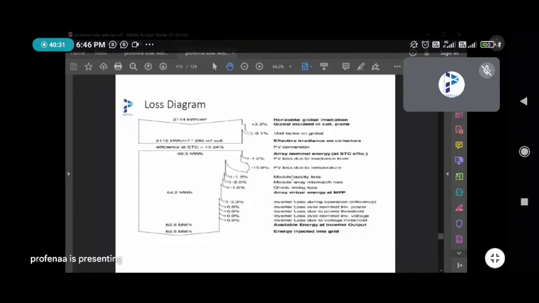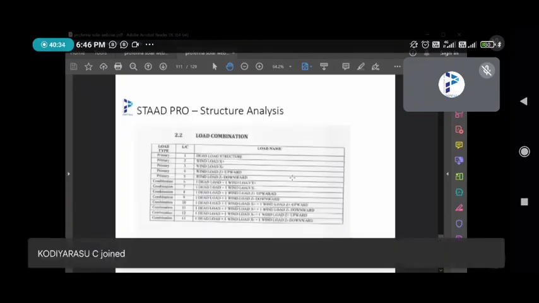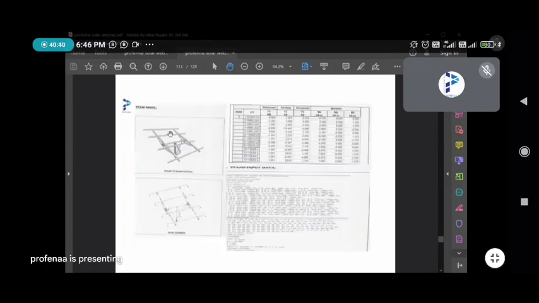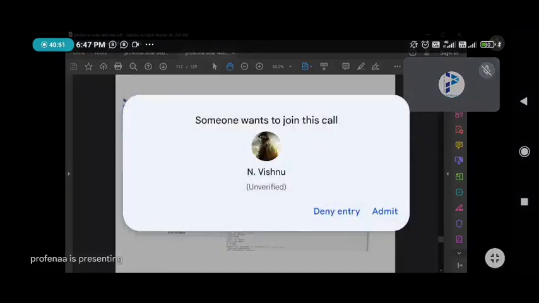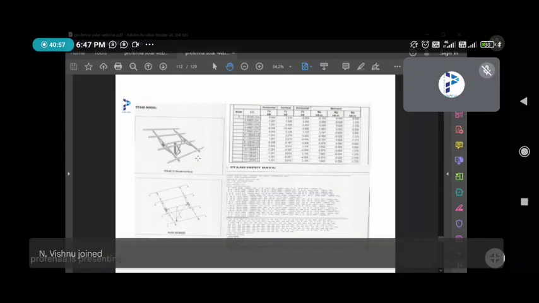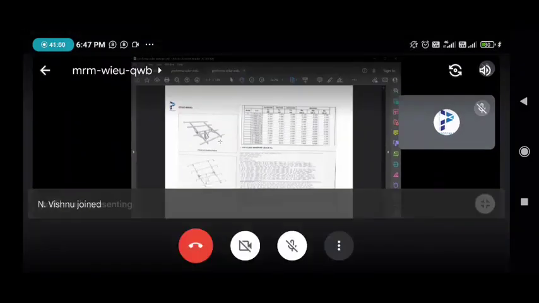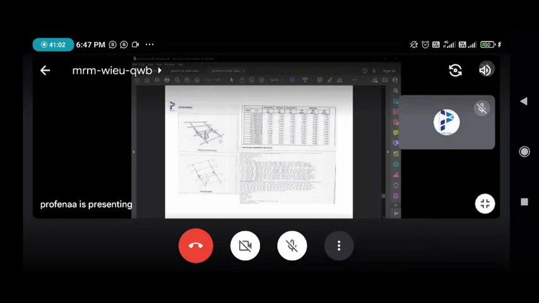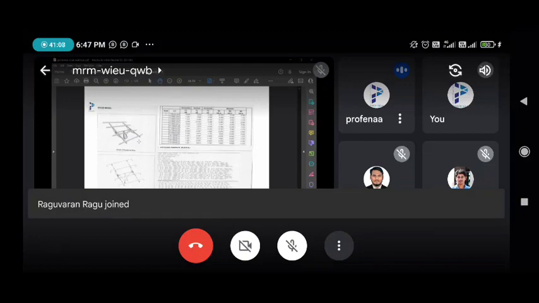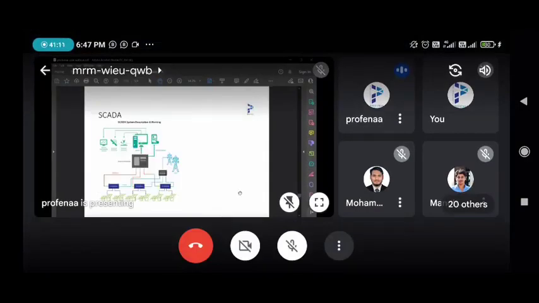Then STAAD.Pro analysis. For example, this is useful for the structure of the panel. This is a solar structure. If I apply a 150 km per hour wind, what happens? Can it withstand it or not? This STAAD.Pro analysis software will be helpful. For example, some of the plants we installed at coastal areas like Chennai. Once, what happened? There was a wind flow of 160 km per hour or 180 km per hour. At that time, the structure did not withstand it. The total system collapsed. So structure analysis is done with STAAD.Pro.